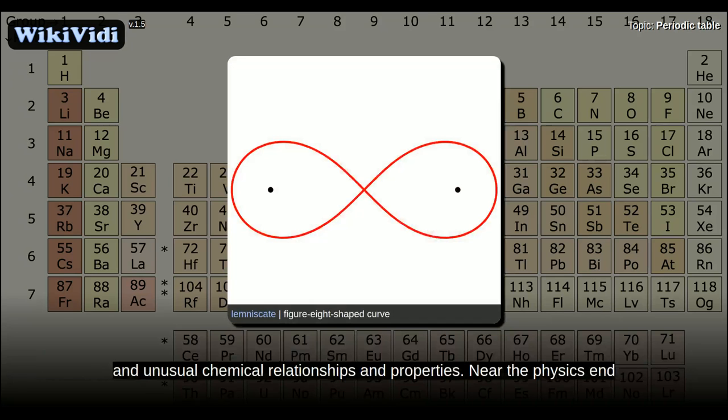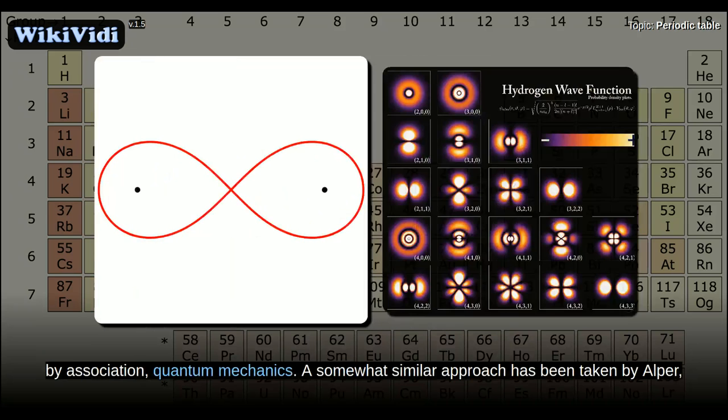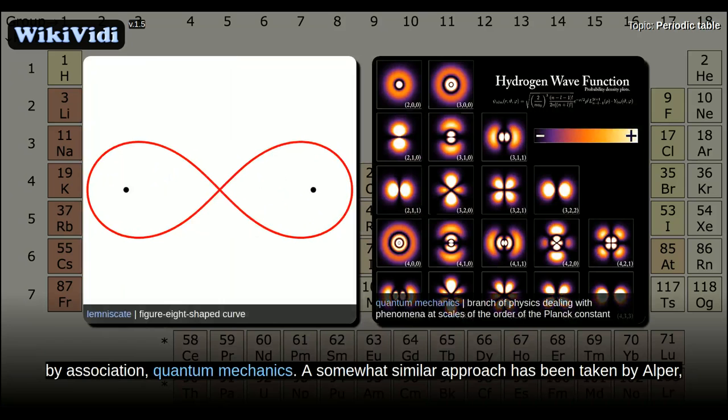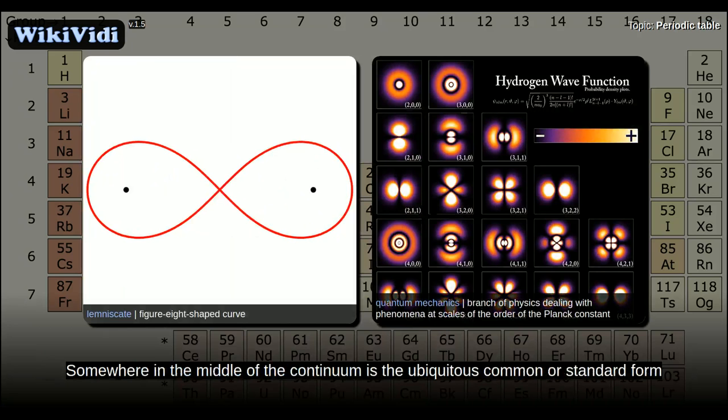Near the physics end of the continuum is Janet's left-step periodic table. This has a structure that shows a closer connection to the order of electron shell filling and, by association, quantum mechanics. A somewhat similar approach has been taken by Alper, albeit criticized by Scerri as disregarding the need to display chemical and physical periodicity. Somewhere in the middle of the continuum is the ubiquitous common or standard form of periodic table.